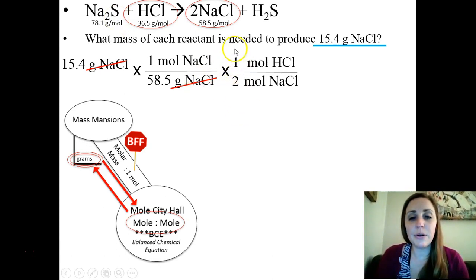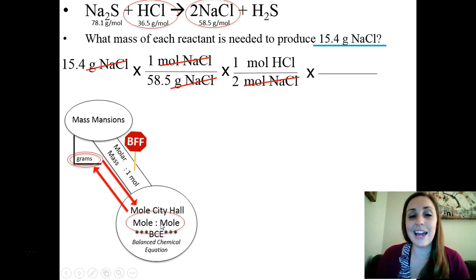Where did these numbers come from? If you guessed the balanced chemical equation, you are right. Whenever you're doing a mole-to-mole conversion, remember, mole-to-mole is right here, BCE, balanced chemical equation. So that's where those numbers come from. Cancel out some units. And we are currently in moles of hydrochloric acid. So we're hanging out right here with hydrochloric acid. We need to keep going because we want the mass of hydrochloric acid.